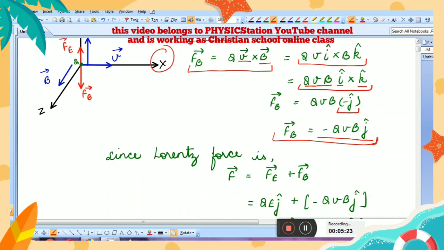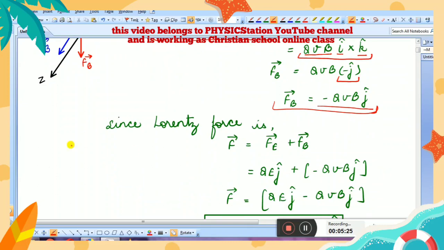Then in the previous classes you studied about Lorentz force. Lorentz force means the force which will be exerted by electric field as well as magnetic field. Since here both are present, so due to both there will be some force experienced by the charge. F_e and F_b, both the values we have written here.